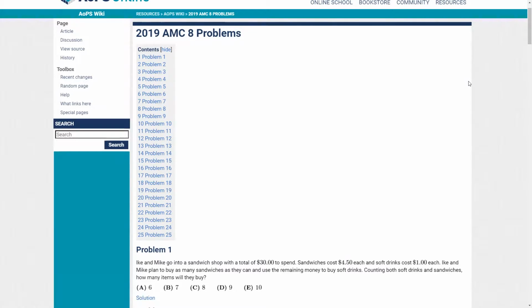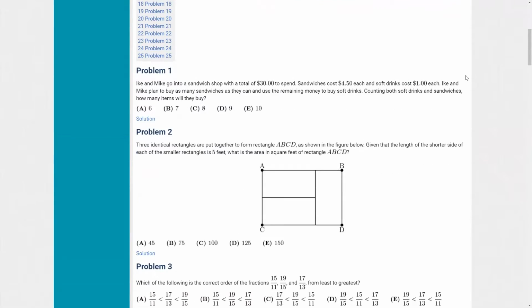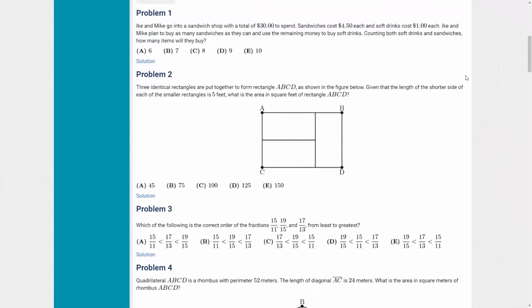Today we are going to take a look at the 2019 AMC-8 math competition. This competition is to be completed in 40 minutes. So let's get started with problem number 1.